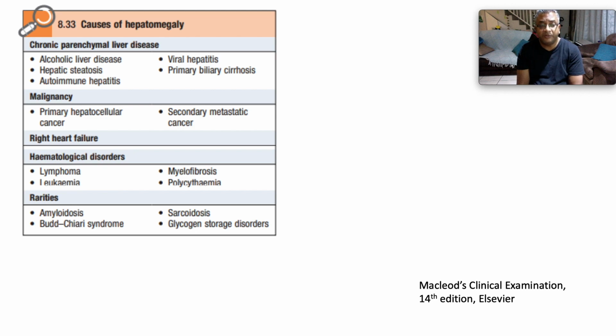If it's chronic liver parenchymal disease, think viral hepatitis, autoimmune hepatitis, hepatic steatosis, which is common among diabetics with NAFLD and NASH, and alcoholic liver disease. Don't forget malignancy, which can be a primary hepatocellular issue or a secondary metastatic deposit.